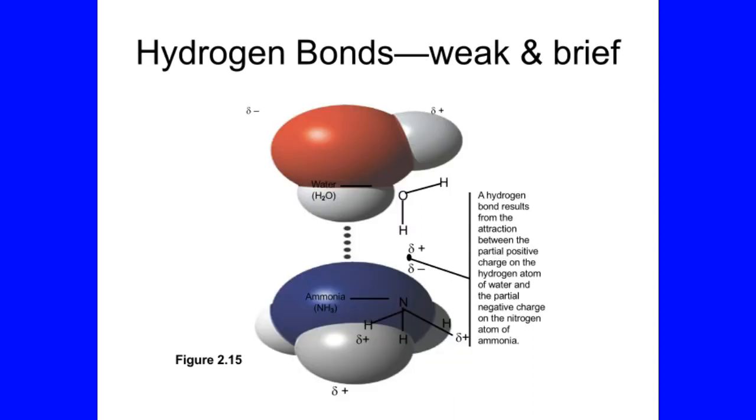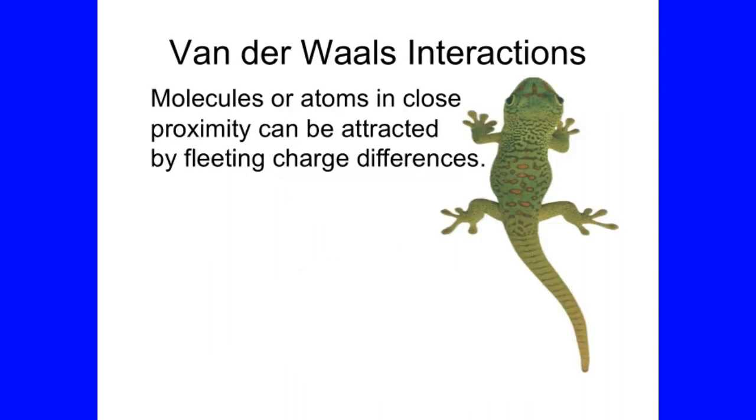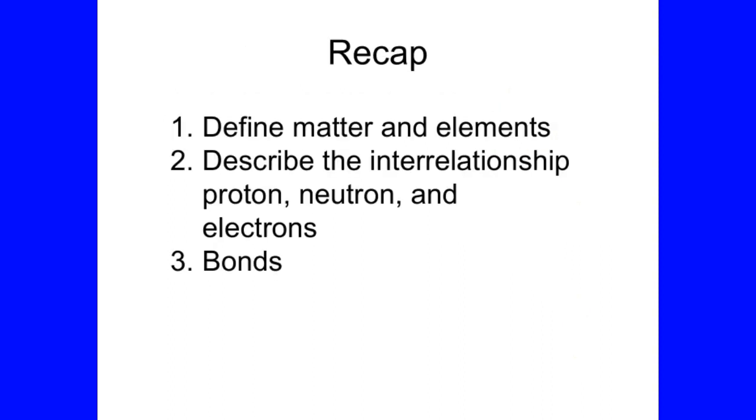Recap: remember, hydrogen bonds can be very weak and very brief, one-millionth of a second each, because these water molecules are constantly moving very quickly. And remember, van der Waals interactions are the weakest of all the bonds, and occur when molecules or atoms in close proximity are attracted by fleeting charge differences.